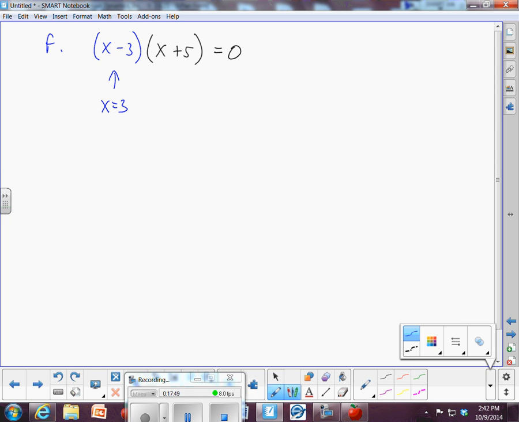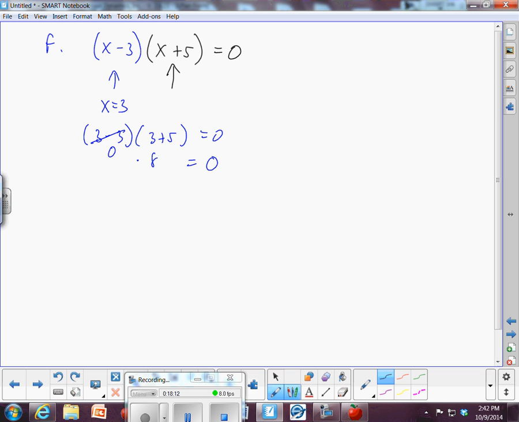Now look, when we say x is 3, we mean it in both spots. Okay? So what do I mean? This is what I mean. 3 minus 3 and 3 plus 5 equals 0. Does it? Yes. 0 times 8 is indeed 0. See?